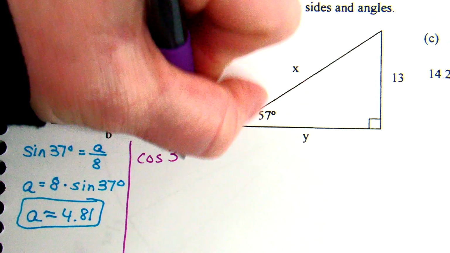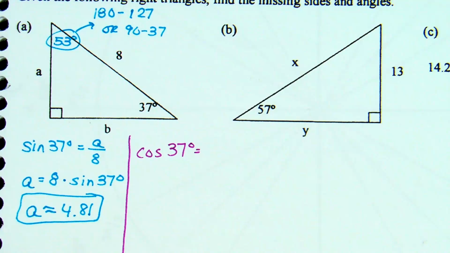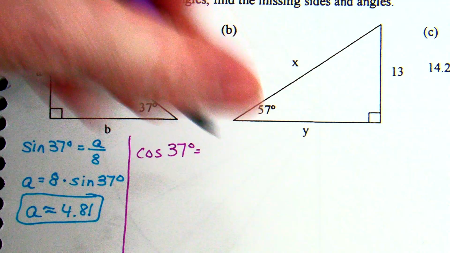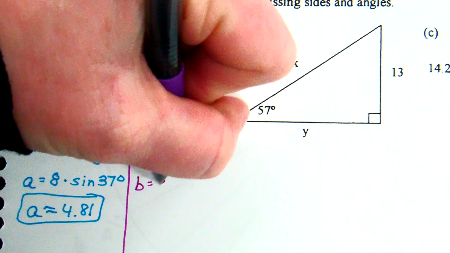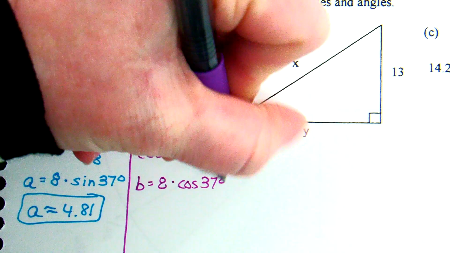I'm going to use cosine of 37. If I use cosine of 37, it is adjacent over hypotenuse, which is b over 8. Then how do we solve for b? If it's b divided by 8, we need to multiply by 8. So b is 8 times cosine of 37 degrees.